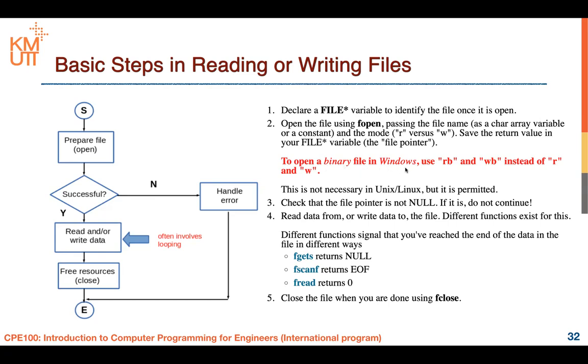To open a binary file on Windows, we can use B. When you use fopen, you need to specify the mode: open for read only, open for write only, or open for read and write. If you want to open a binary file, you can use rb. RB means read only for a binary file, and wb means write only for a binary file. For the text file, you can simply use r or w. That is enough, but for binary, you have to specify rb or wb. B stands for binary file.